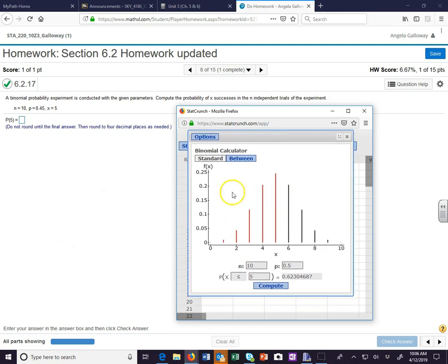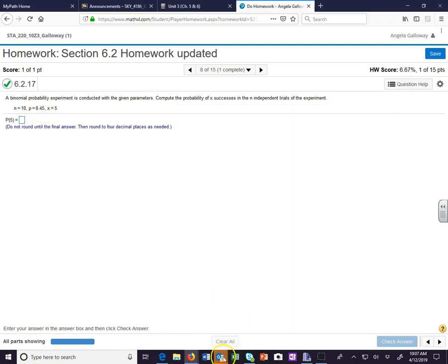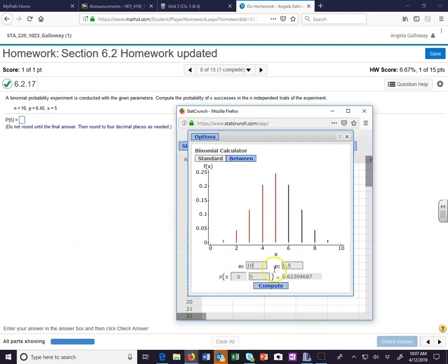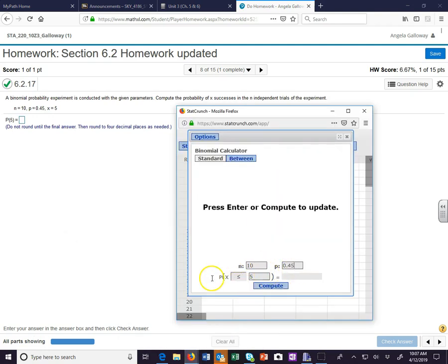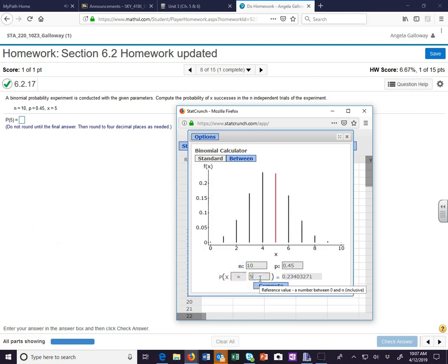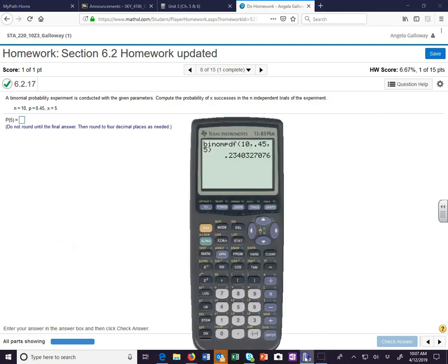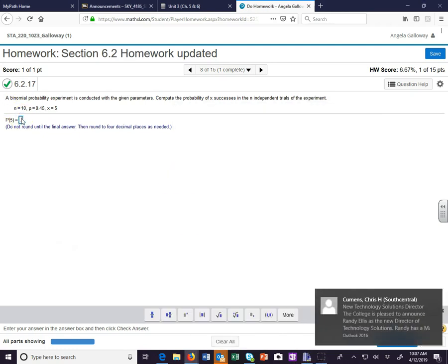It gives you this fancy graph and all that, but really all we want is this down here. This is the binomial calculator. Here it says n, and our n was equal to 10. Our probability here is 0.45. And then we want to know the probability that x is equal to 5. So we compute, and we get 0.2340, which is the same thing we got with our calculator. So that should be our answer.